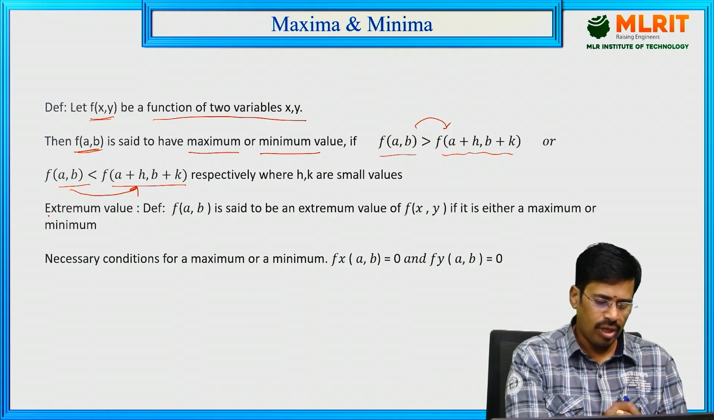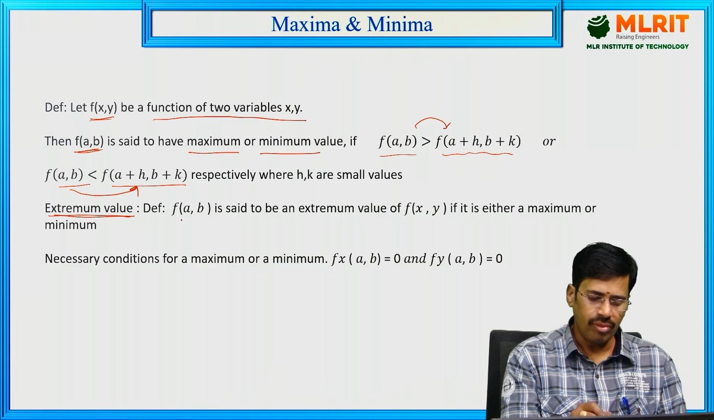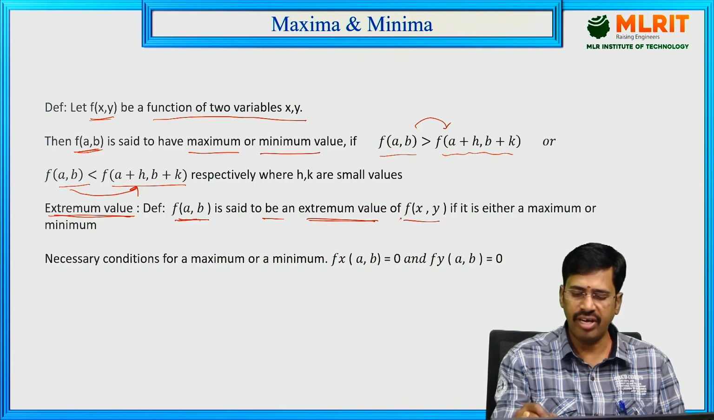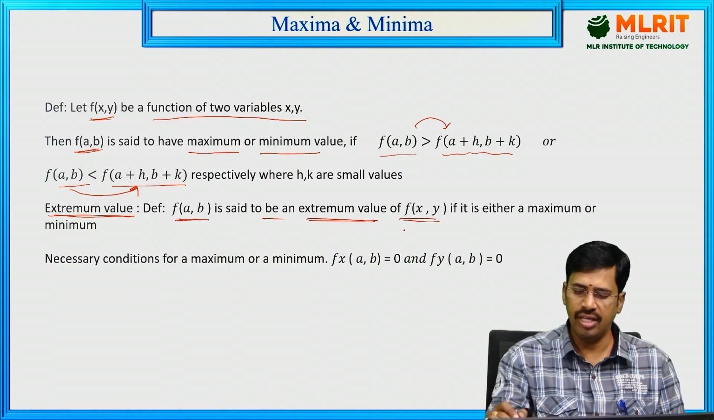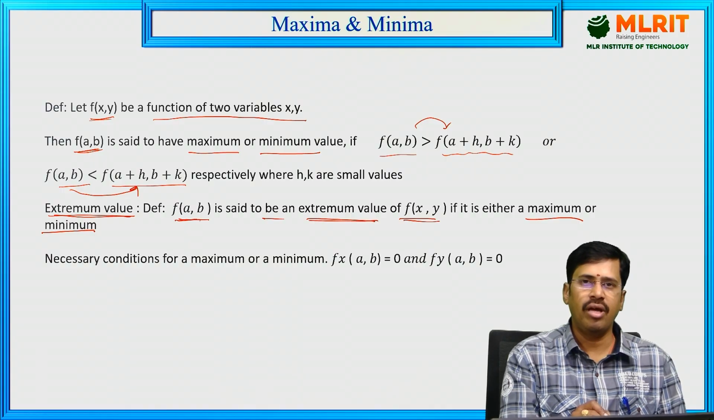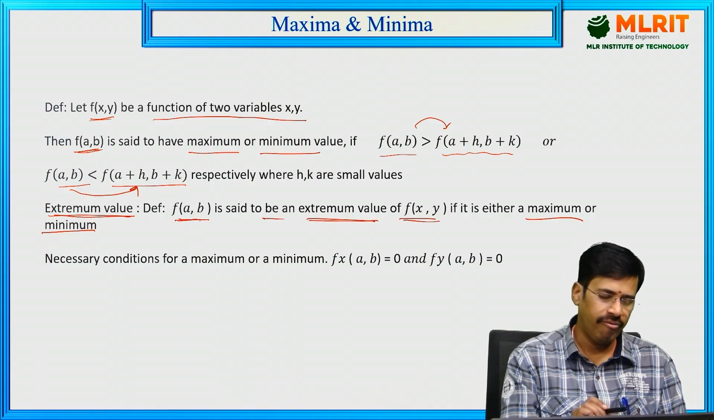So let us see what is extreme value. The point f of a comma b is said to be an extreme value of the function f of x comma y if it is either maximum or minimum. Any one of these, maximum or minimum, is called an extreme value.